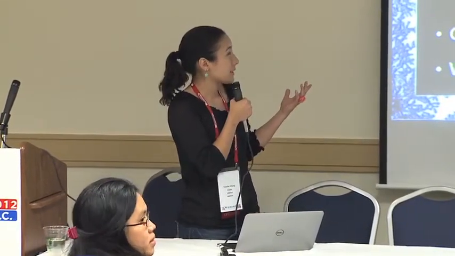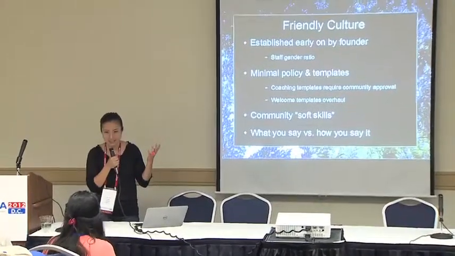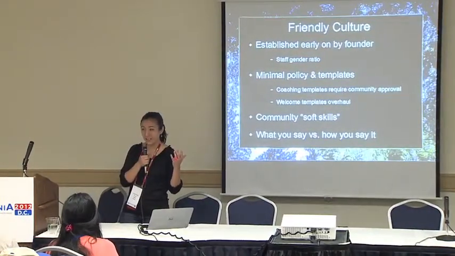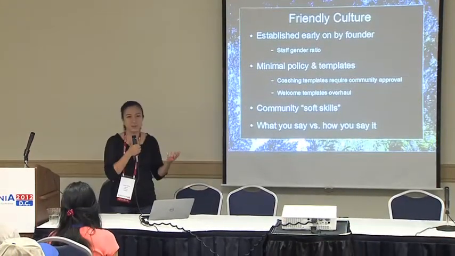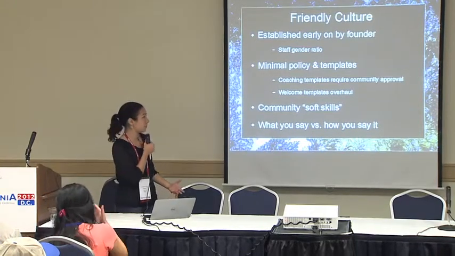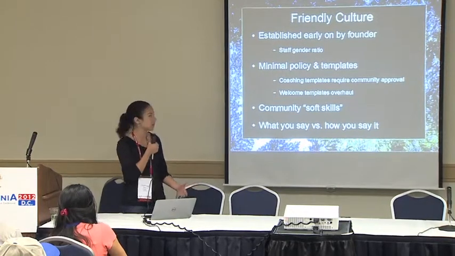Another thing that I think maintains a friendly culture is that we have very minimal policy and templates. I went to a presentation yesterday that said they have 400 help pages on Wikipedia. I'd estimate we have at most 100. And they're pretty straightforward. When I explain them to people and when people read them, they actually understand why we have those policies in place. It's not rocket science.